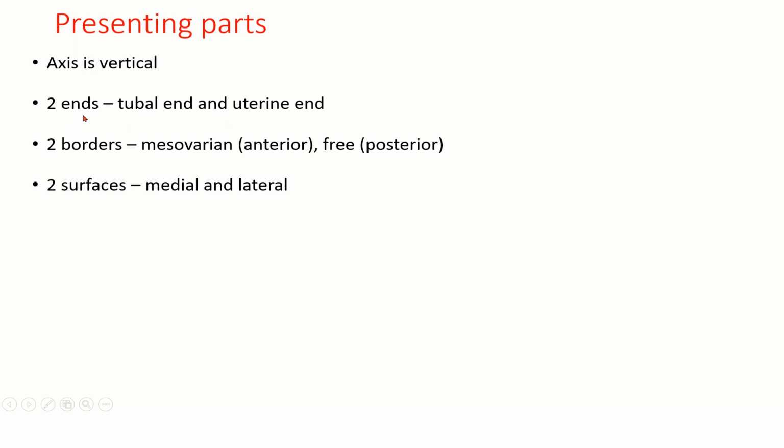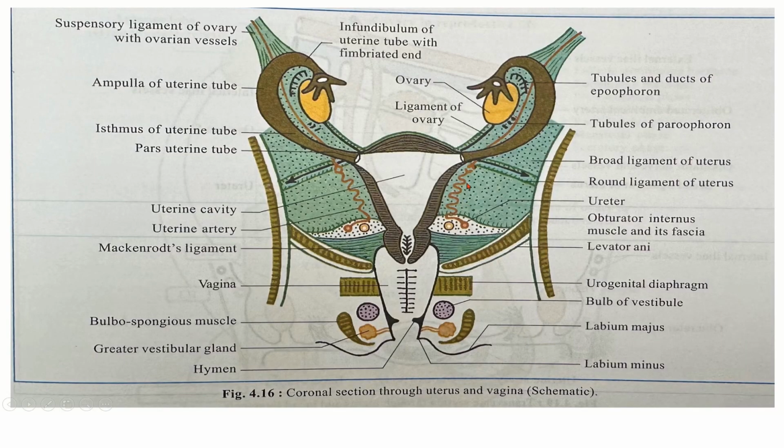So the axis is vertical, two ends, tubal end and uterine end, two borders, mesovarian or anterior border, which is attached to the posterior layer of the broad ligament, and free border, otherwise called posterior border. Two surfaces, medial and lateral surface. You can see here, this is the tubal end, this is the uterine end, this will be the mesovarian border, and this is the posterior border.